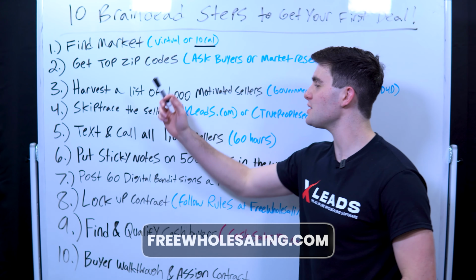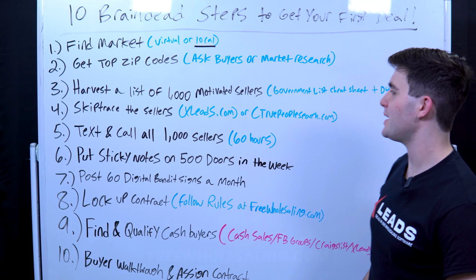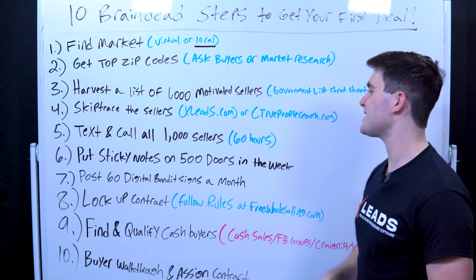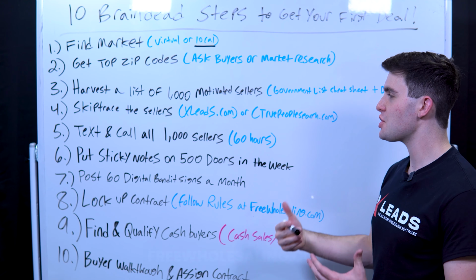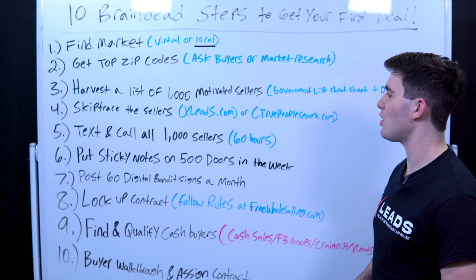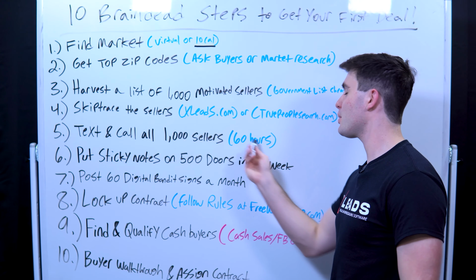Now number 5, once we get the data, we got it skip traced, we can either call and text these 1,000 sellers. Should take you around 60 hours to make those calls and texts, maybe 70 if we want to be crazy, right?